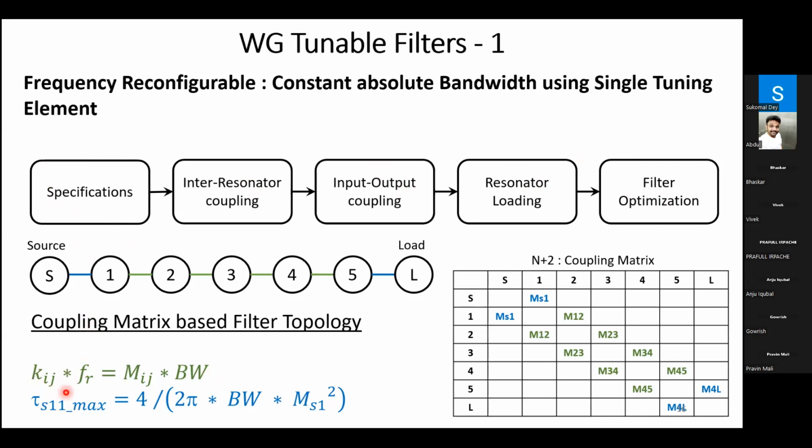There are two criteria, one for the inter-resonator coupling and one for the input-output coupling. For the inter-resonator coupling, the product of the physical coupling coefficient and the resonance frequency has to be constant for maintaining the constant bandwidth. Because the bandwidth has to be constant, that is the requirement, and the normalized coupling coefficient doesn't depend on the bandwidth. Therefore, the product of the physical coupling coefficient and the resonance frequency has to be constant over the tuning range. And for the input-output coupling, the reflection group delay has to be constant. If we maintain these two criteria, then the design is straightforward.